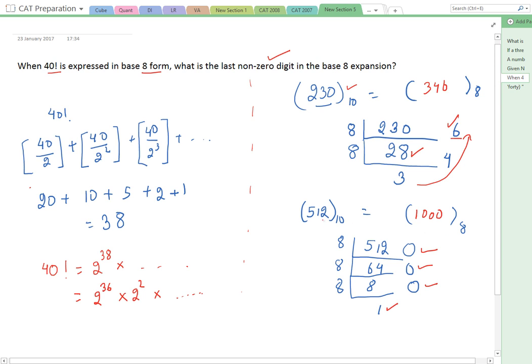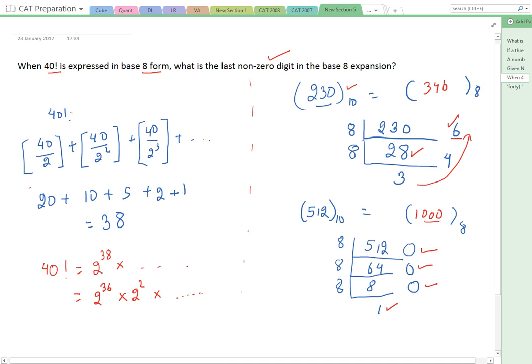So if the question were how many zeros would be there at the end of 512 when converted to base 8, you will just see how many times this number can be divided by 8. And since here it can be done 3 times, we'll have 3 zeros. If it could be done 5 times, we'll have 5 zeros. Now let us look at the question.